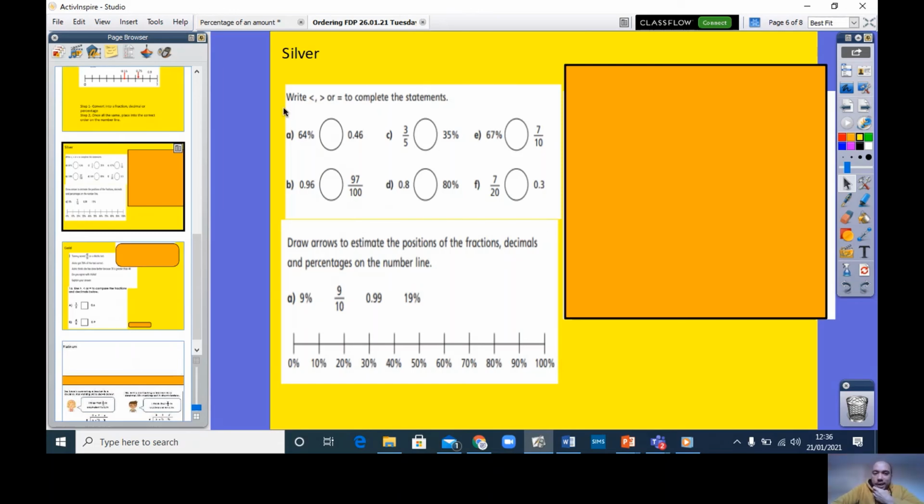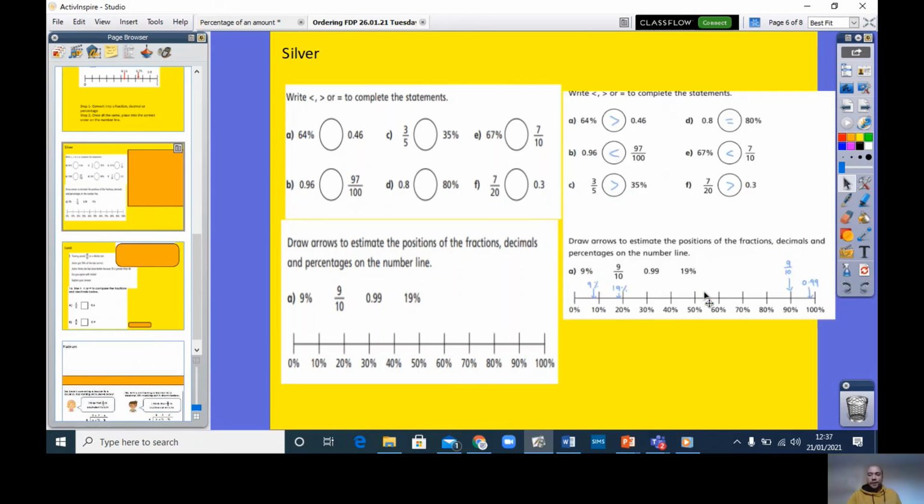So we can see, for example, in A, you've got 64% and 0.46. So just think, what do I want to turn it into? Do I want them to both be percentages, or do I want them to both be decimals? Just make sure they're the same thing and then put your statement in. I'm just going to help you with the first question. This would be 0.64, so I know that that is bigger than 0.46. Or you could have said, this is 46%, this is 64%. Well, 64% is bigger than 46%. Just make sure they're the same and then fill in your statement. Pause the video. When you come back, I will reveal the answers.